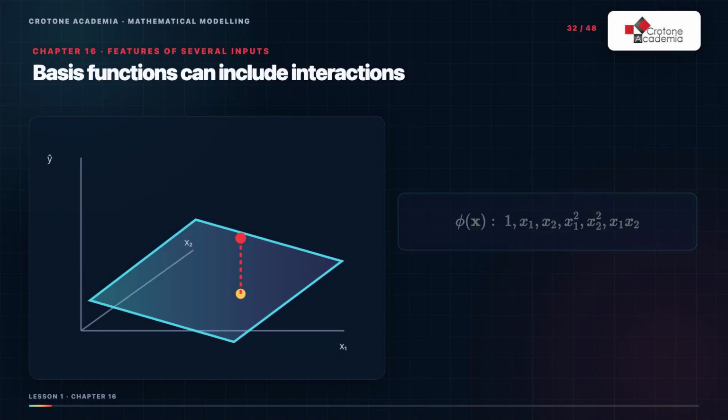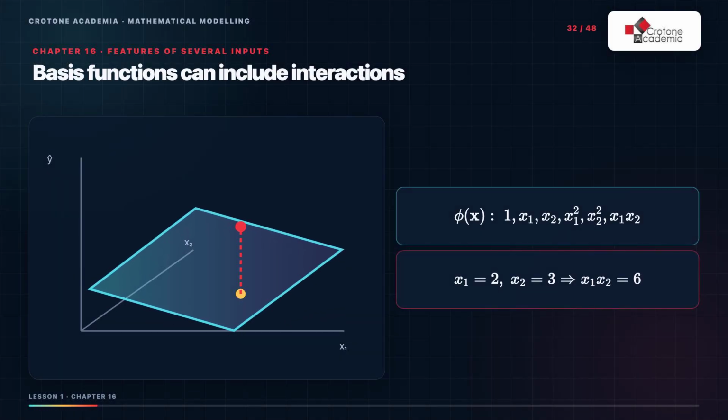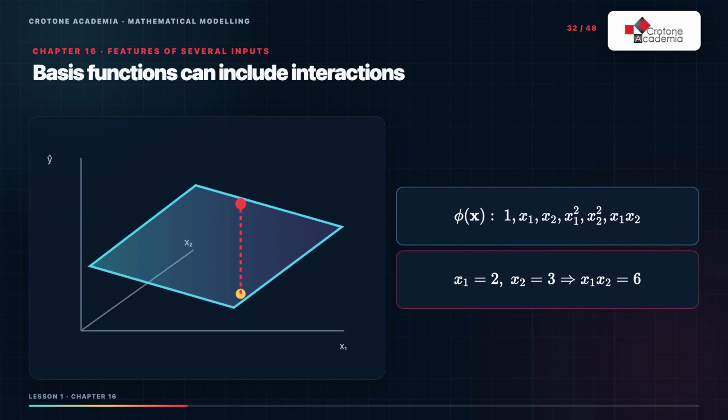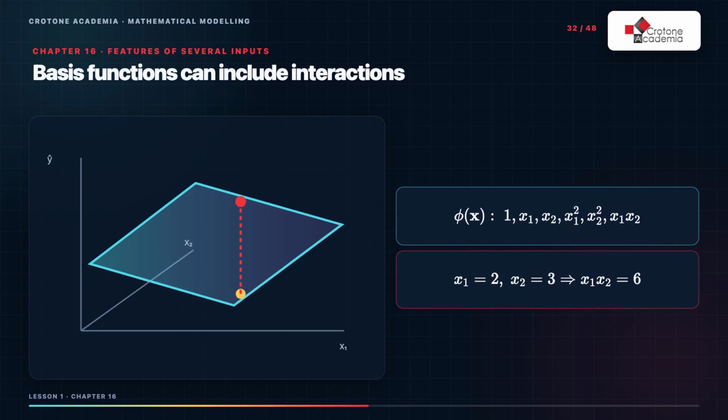With two raw inputs, possible basis functions include 1, x1, x2, their squares, and the product x1 times x2. If x1 equals 2 and x2 equals 3, the interaction feature equals 6. The product allows the contribution associated with one input to vary with the level of the other. It does not by itself prove a causal interaction. It expands the shapes the model can represent.